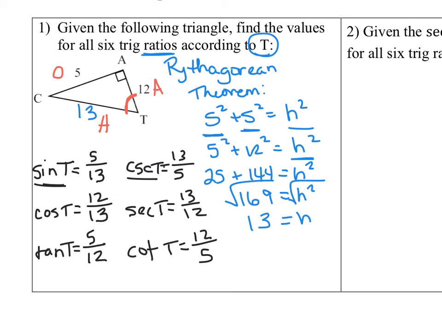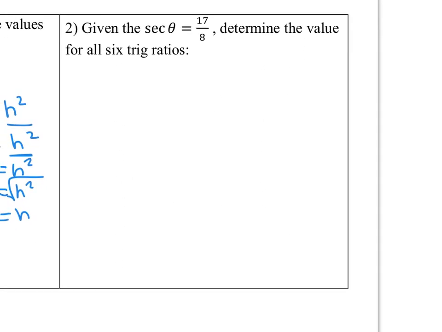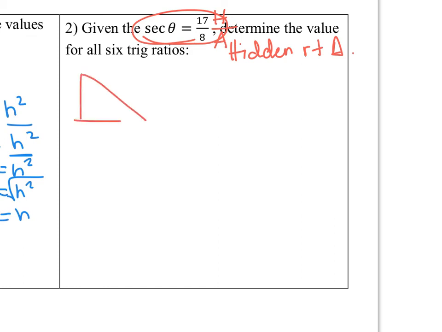All right, the next one, a little different, but the same idea. If they give you what the secant is, they tell you that the secant is 17 over 8, you want to find all 6. Now you're like, well, there's no triangle. I call this the hidden right triangle. Just what I call it. There is a right triangle there, because if you remember that the secant is the hypotenuse over the adjacent, that's 2 sides of a right triangle. Crazy, right? So just draw any random triangle.